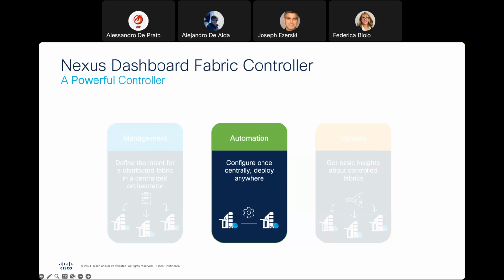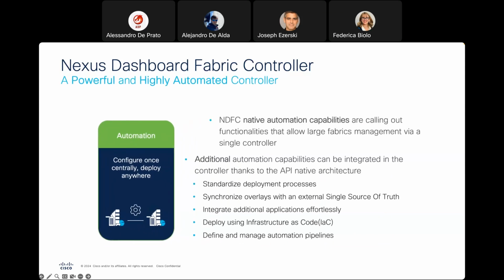Now, this whole webinar is going to be around Nexus Dashboard Fabric Controller, obviously. We know that the Fabric Controller has 3 main core functionalities. Management, which allows us to define our intent, right? Intent for our fabrics, for our overlays, and so on. We have some basic visibility that provides us insights on the status of these fabrics. And we also have automation. But when we talk about the automation core functionality, we really mean the NDFC native automation capabilities.